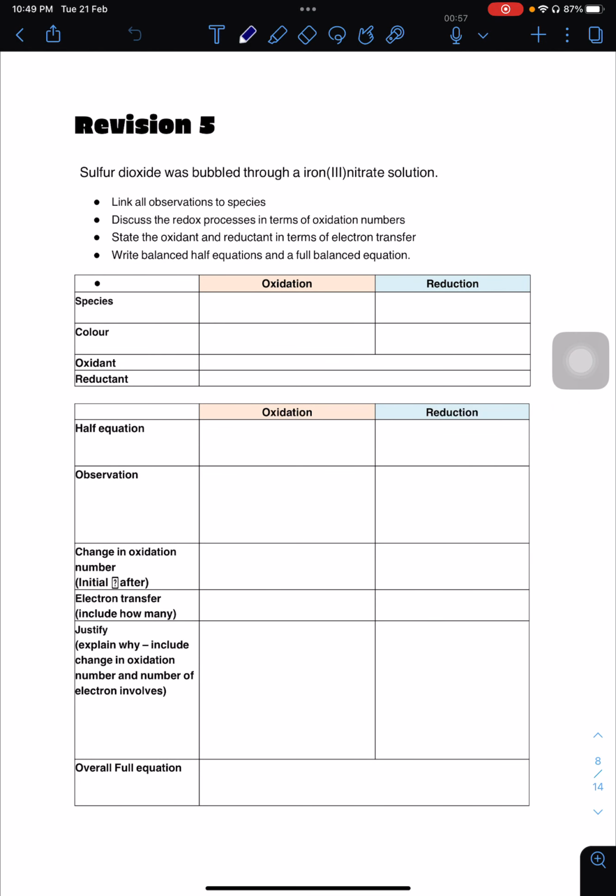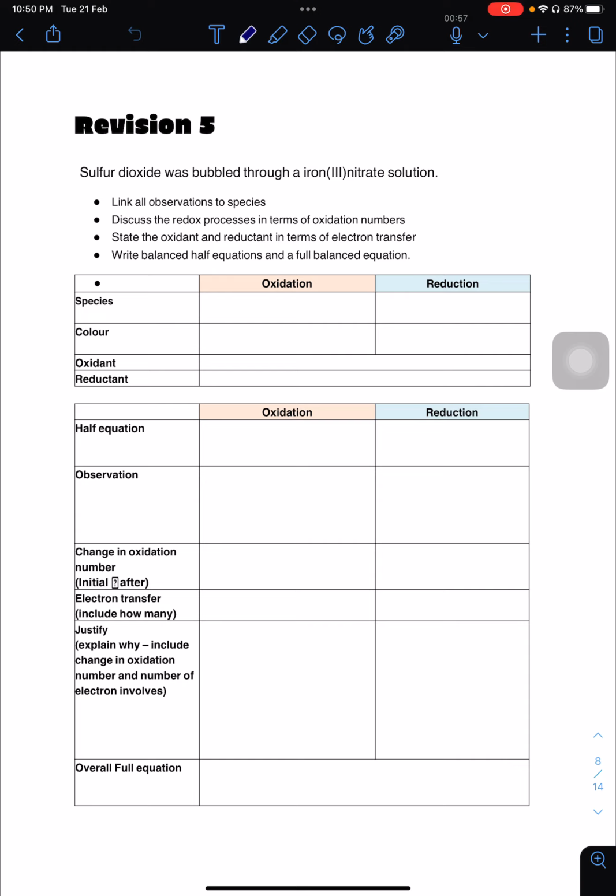Hello, this video is to help you walk through to find the answer, or to get the half equation and full equation for revision 5. So you are given sulfur dioxide and iron 3 nitrate.